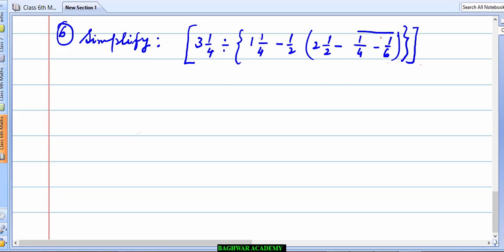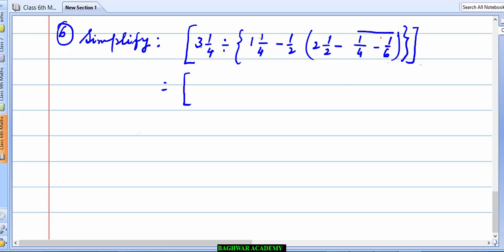So first we will solve. Here you can see you have brackets, and in the brackets you have a bar also. So we will start with the bar. This portion is required to be solved first. So how we will solve, just see. The rest of the things as they are, just write down.